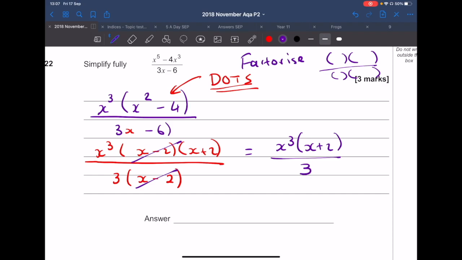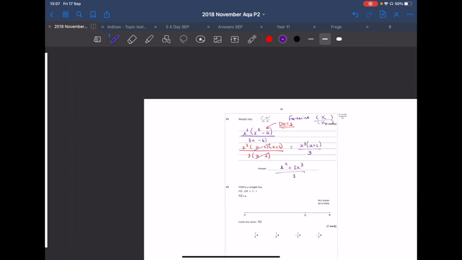And you can expand your answer to x to the power of 4 plus 2x cubed, all over 3.